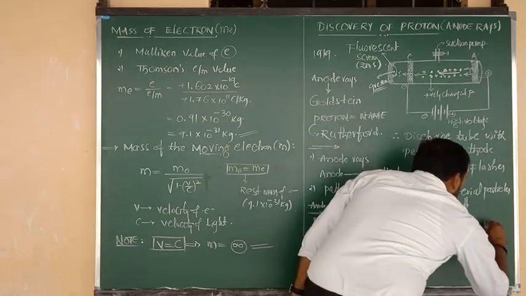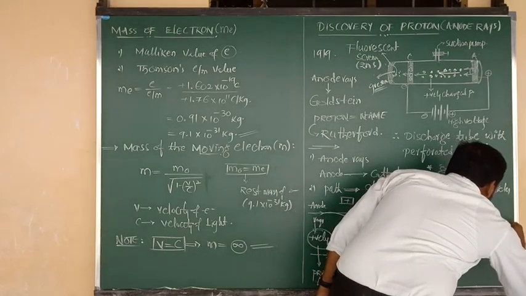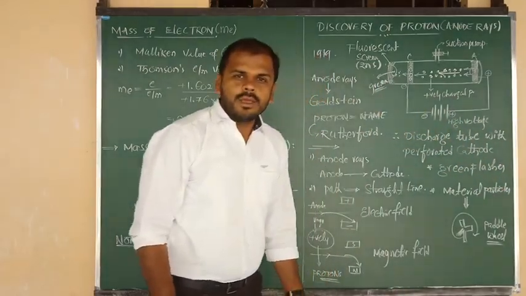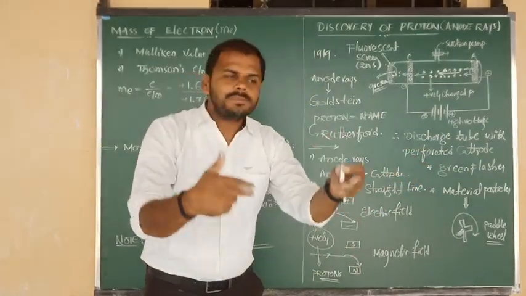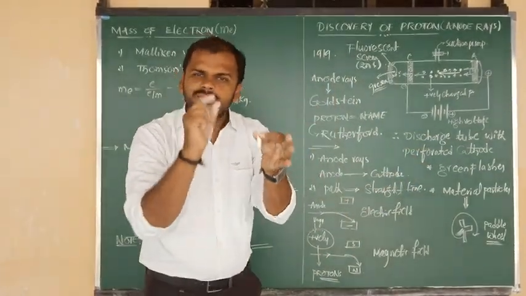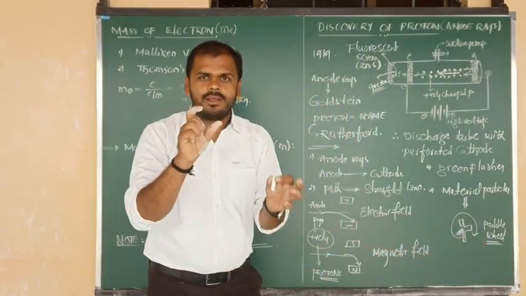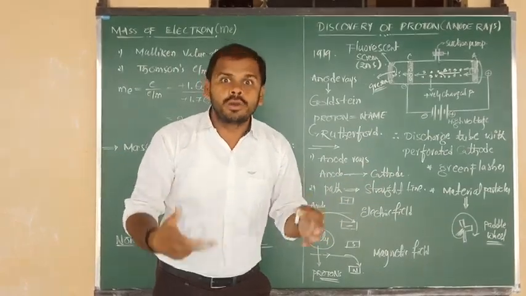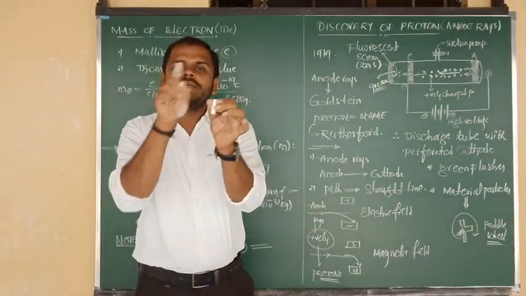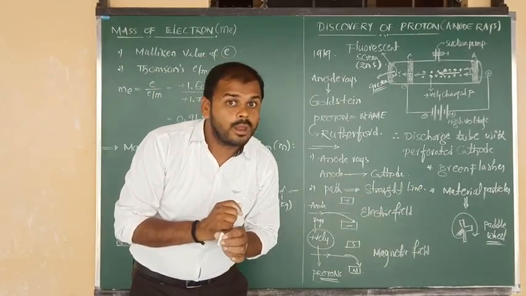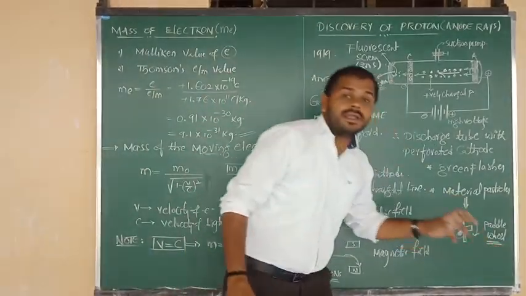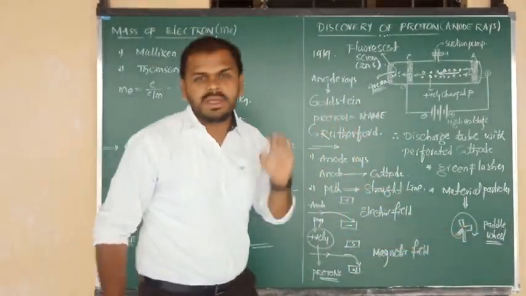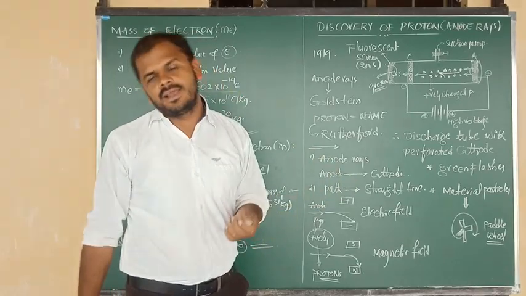wheel, or a small fan, that is nothing but a paddle wheel. If we keep a small fan or wheel, a paddle wheel, in the direction of anode rays, then due to the velocities of the anode rays, the paddle wheel will rotate in a particular direction. This reaction indicates that anode rays consist of material particles. I hope you understand that clearly.